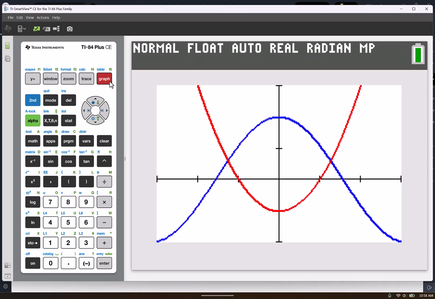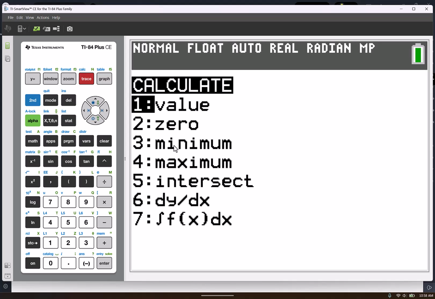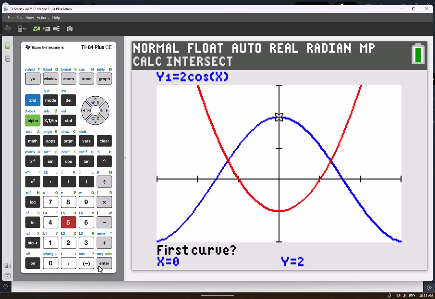Graph. I'm going to tell the calculator to find this one for me. I'm going to call it A. It's actually symmetric on the y-axis, so those two should be the same, except this one's negative and that one's positive. But I'm going to call it A and B nonetheless. So second, calculate, number 5, intersect, enter.